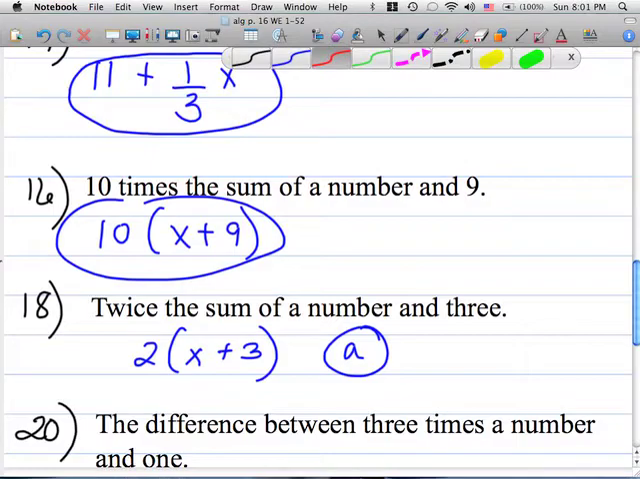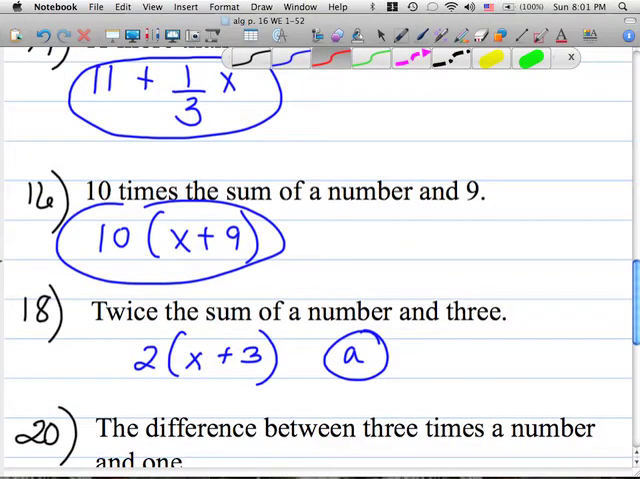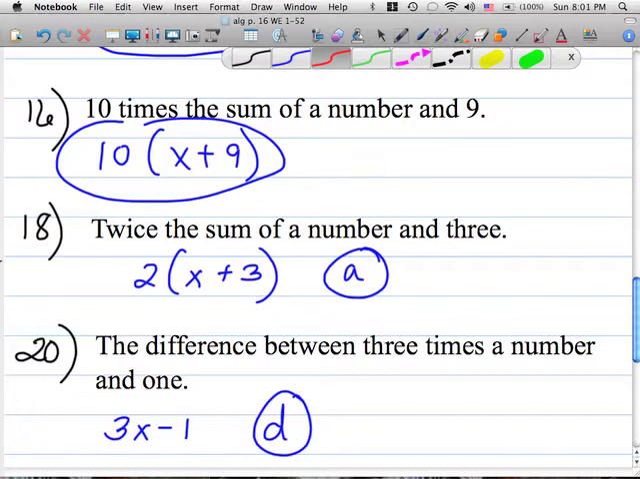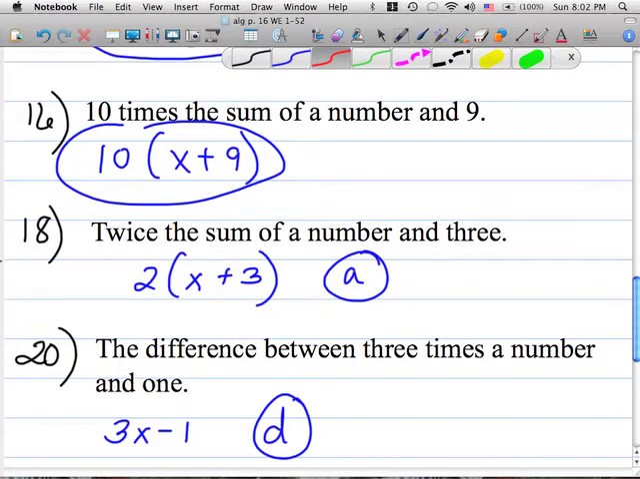Problems 17 through 26, you're to match each phrase with the corresponding variable expression in the second column. So again, you don't have to write the problem, but you do translate it and then find it and give me the letter. So twice the sum of a number and 3, that would be 2 parentheses, as I'm going for sum, x plus 3. And if I go through the list over here, I can see that's A. So A is my solution.